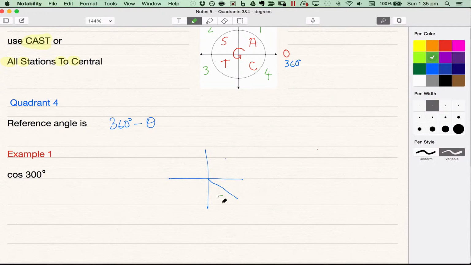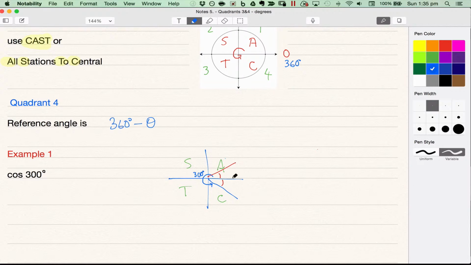Second step, add in your CAST, or however you choose to remember it. So remembering all the way around here is 300. I'll just label that. You don't need to label it, I'm just labeling it for the video. And the reference angle we're trying to find is this one in here. Because if we have that angle, it's going to be the same as this angle in quadrant 1.